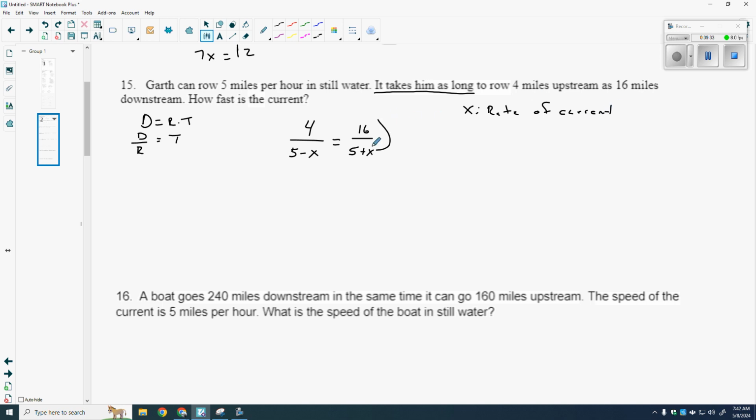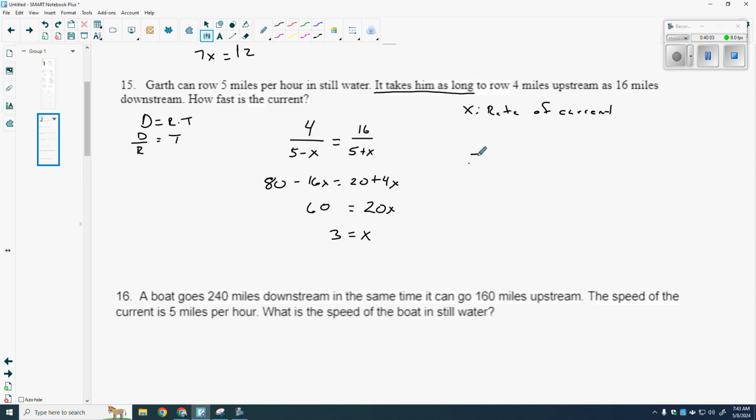And solve. Let me just cross multiply. We'll do it differently. How come I can do that? Because there's only one fraction on each side. So 5 times 16 is 80. 5 times 4 is 20. Adding 16, subtracting 20, dividing by 20. X is the rate of the current, what I just found.